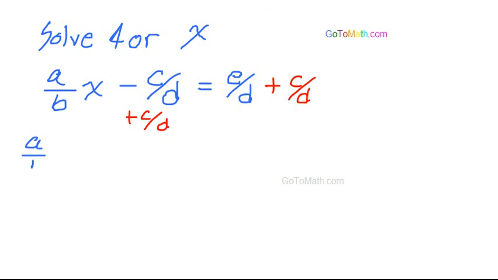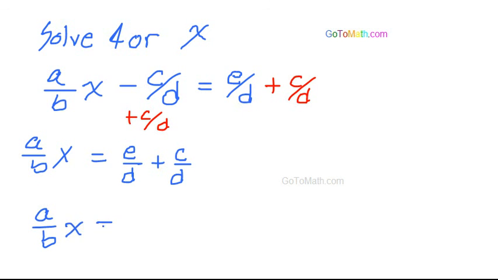We have a over b x is equal to e plus c over d. Hey, wait a minute. We got a common denominator. I didn't even notice. That's actually nice because we can write this as a over b x is equal to ec over d. Actually, this is working out.